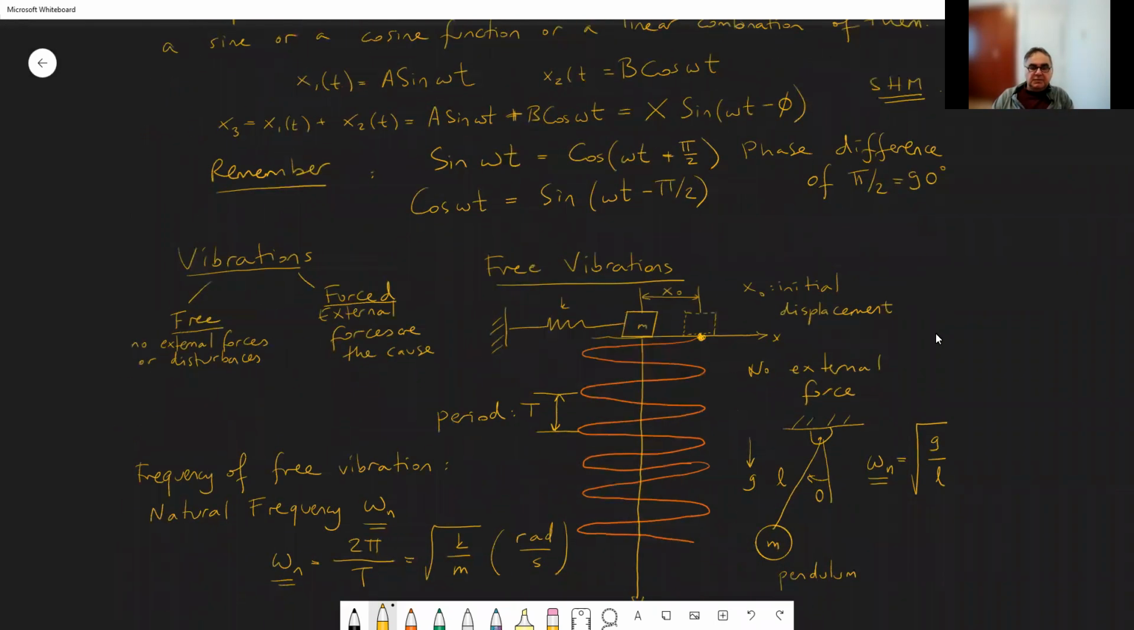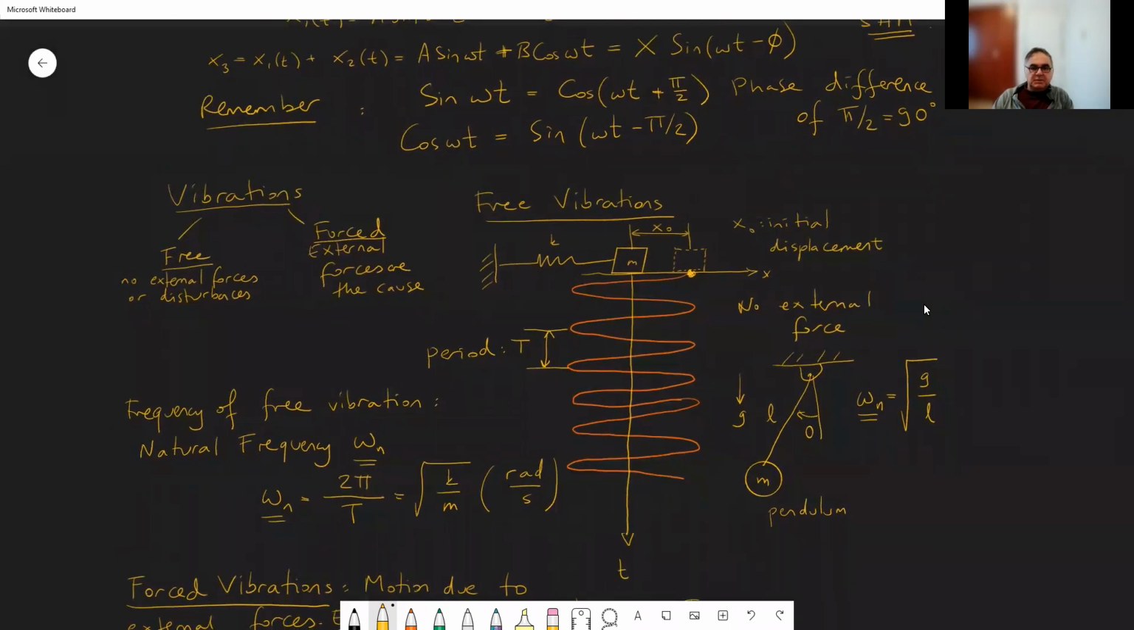Otherwise, we started the free vibration. We divide the vibrations into free and forced vibrations. Free vibrations are vibrations due to initial displacements or initial velocities. So you take a mass spring system, you leave it, and it starts oscillating like this. Or if you take a pendulum, you move it, it oscillates just by itself. There is no forcing here.